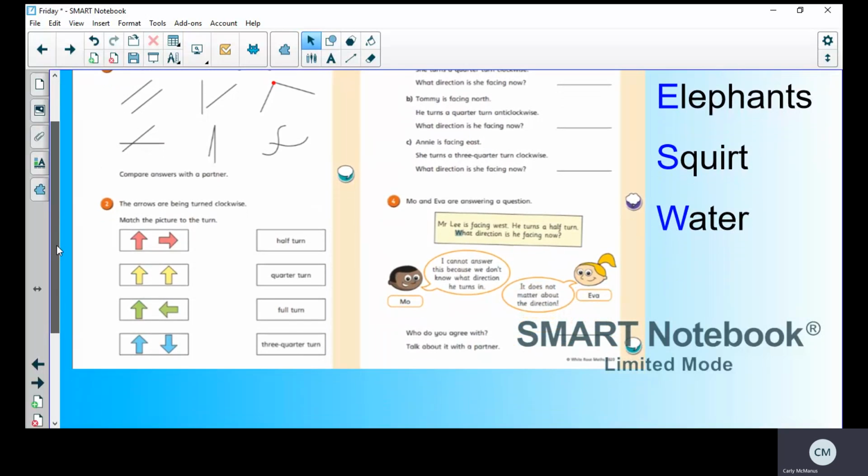So think about in which direction would Mr. Lee end up? Do you agree with Mo or do you agree with Eva, and why?